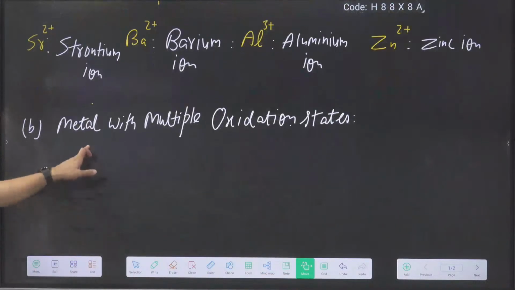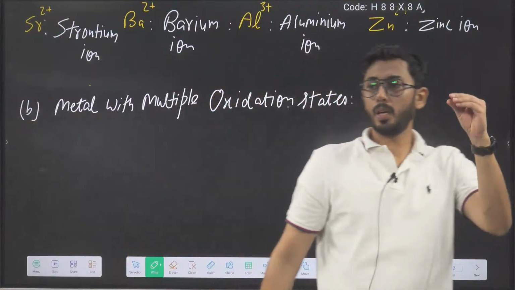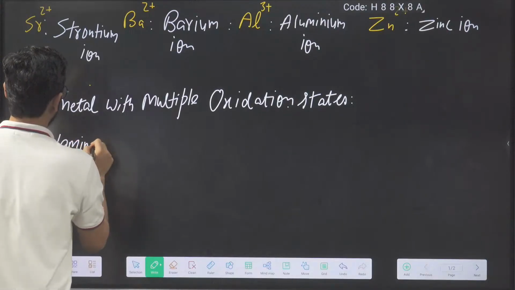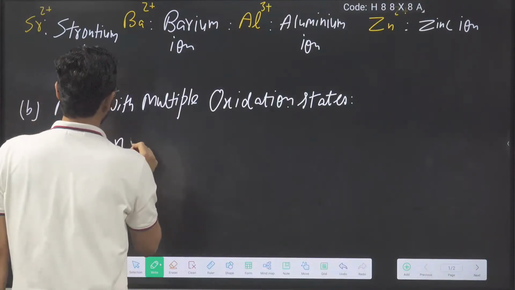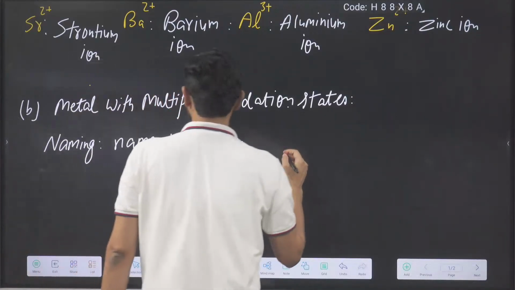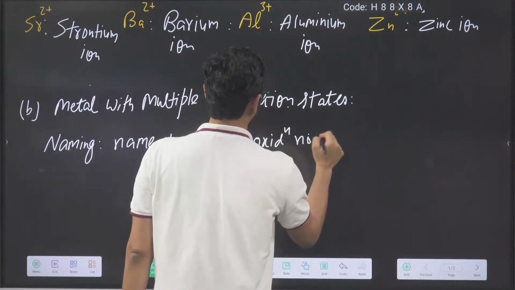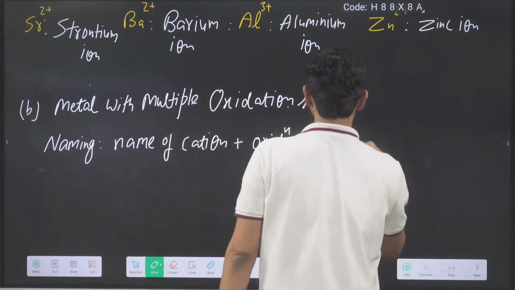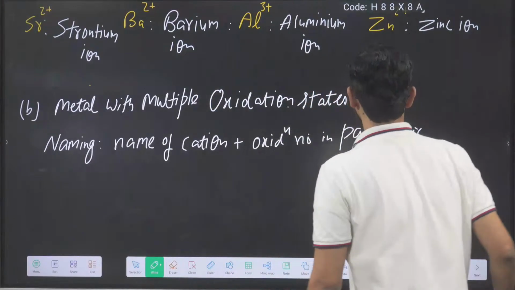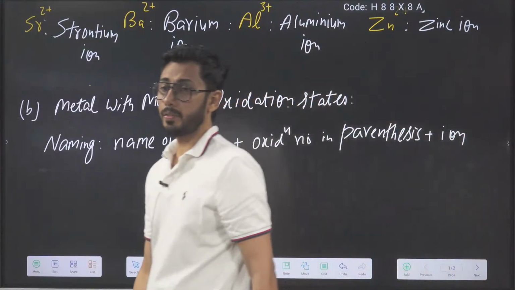So in this case, metals with multiple oxidation states means those metals can show multiple oxidation numbers. How should the naming be? In such a case, naming will be name of cation plus oxidation number in small brackets or parentheses, plus what is used? Ion. Okay? Here is how we name the ion.